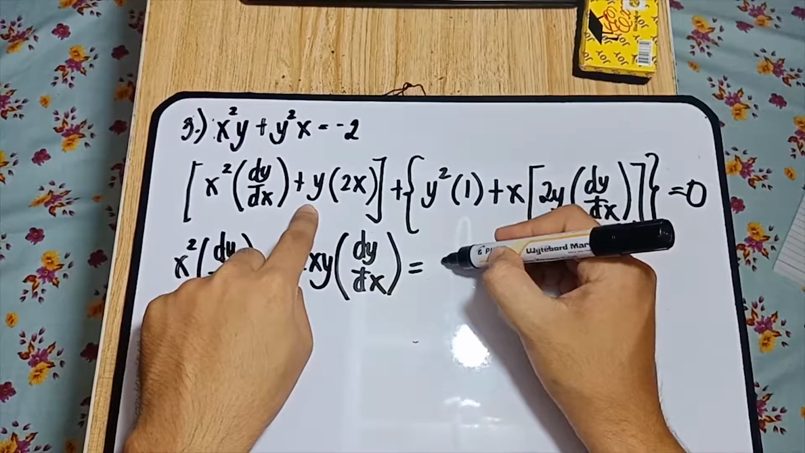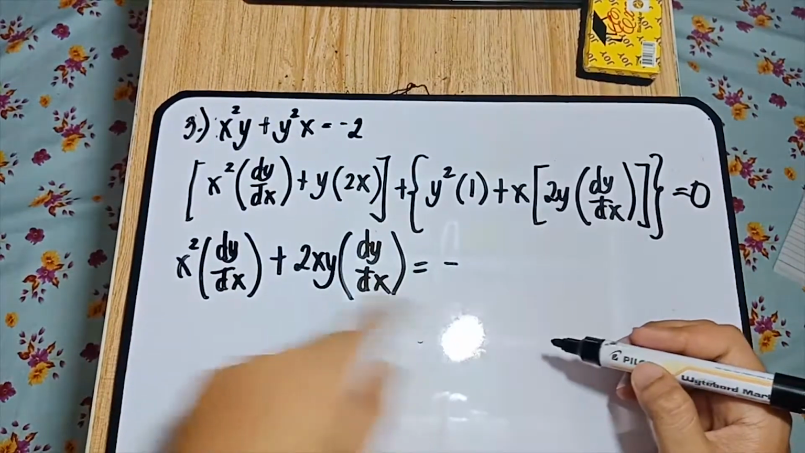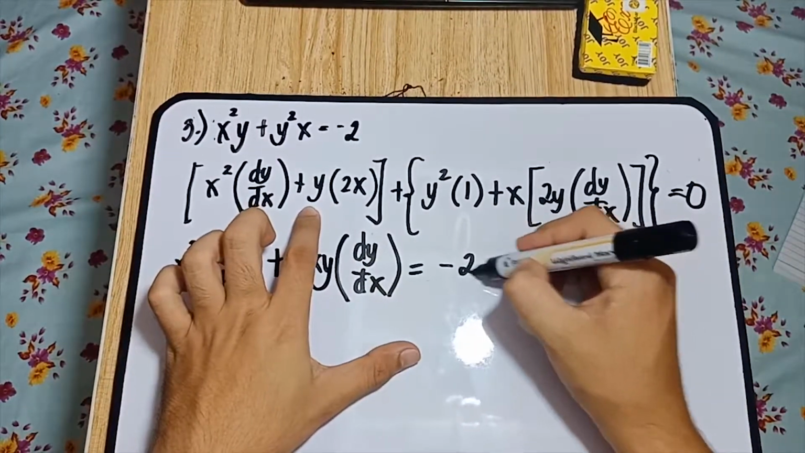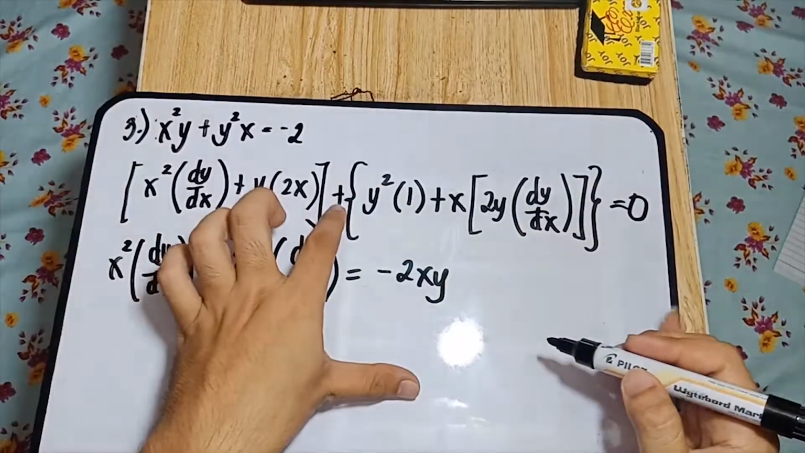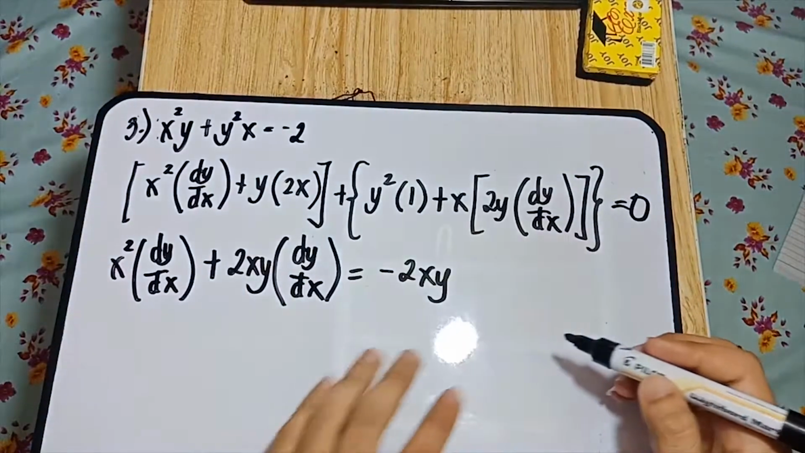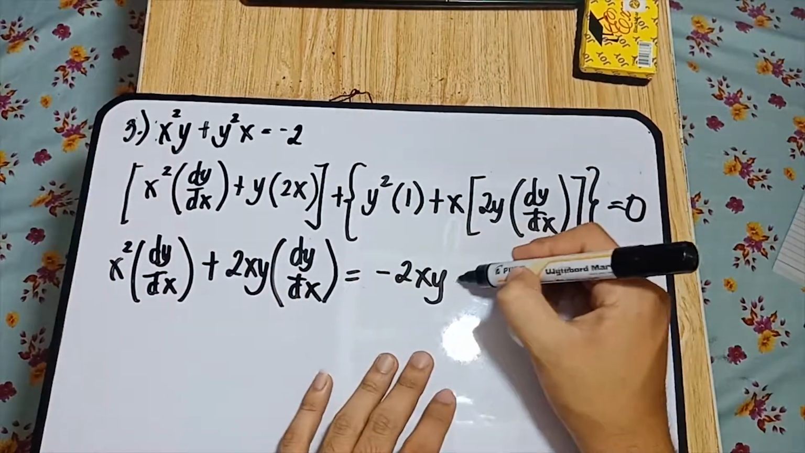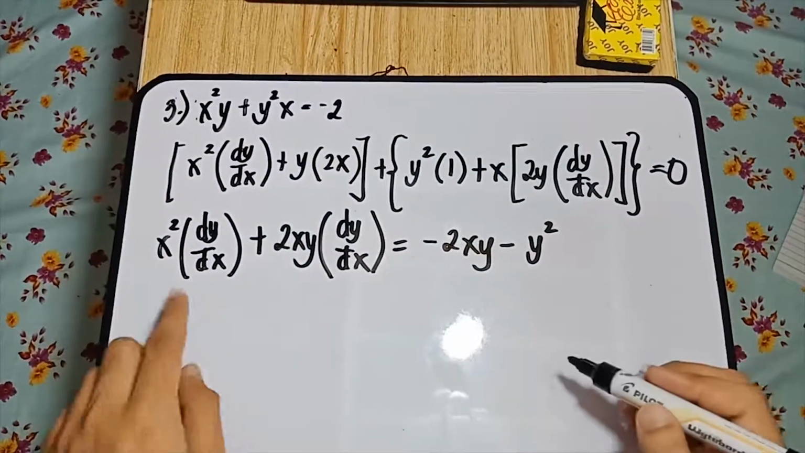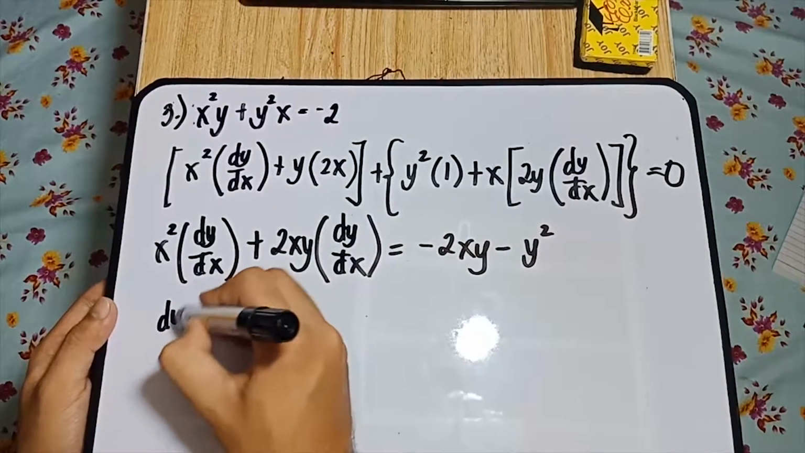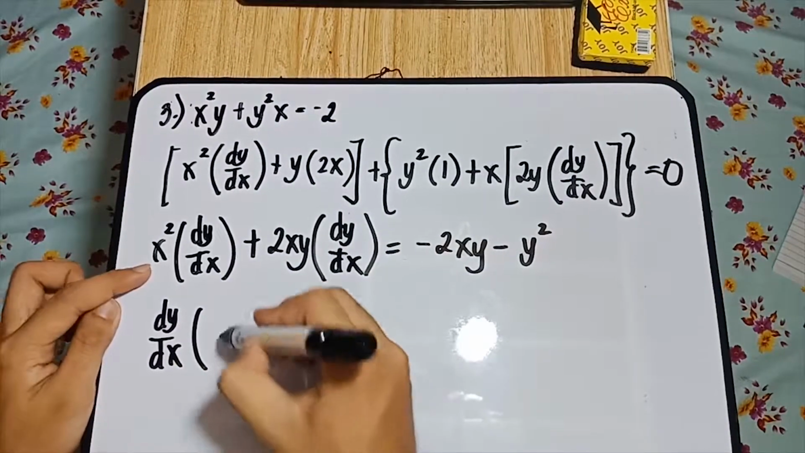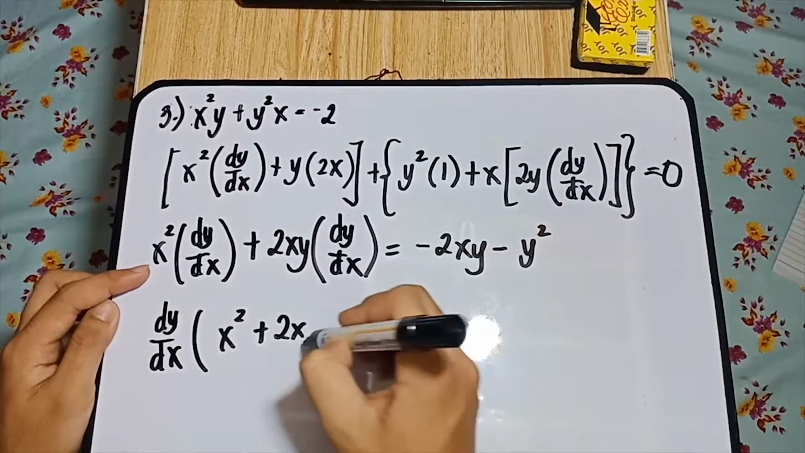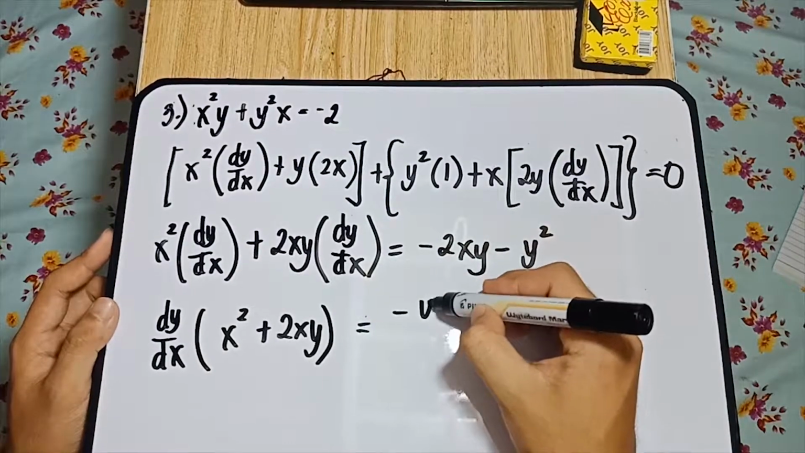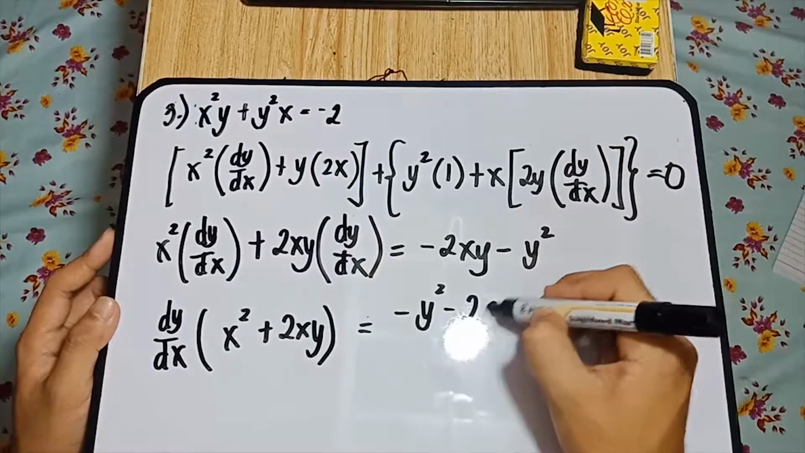So, that is negative. Magiging negative to kasi positive punta sa kabila, magiging negative. Negative 2xy. Plus, so since plus yan, mapupunta sa kaliwa, sa kanan, magiging negative also. So, minus y squared. Then again, factor out natin yung dy over dx. So, that will be multiply by x squared plus 2xy equals negative y squared minus 2xy.